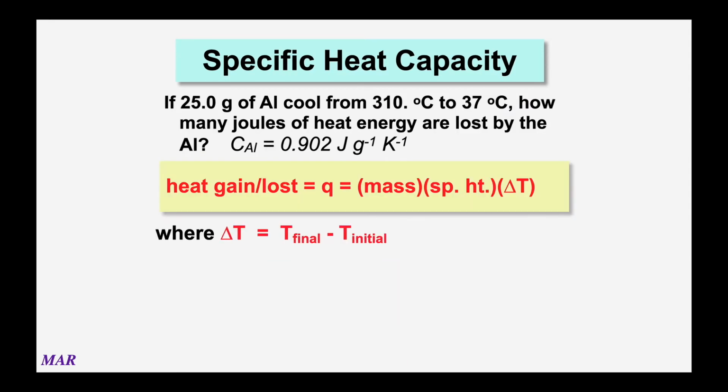Okay? These problems are kind of what I call plug and chug. You just put the different values in. Again, Q equals mc delta T. Specific heat is the C. And delta T again, final minus initial. Now, this aluminum is cooling. So it started out hot and it ended up cold.